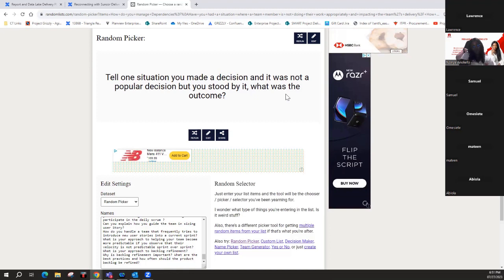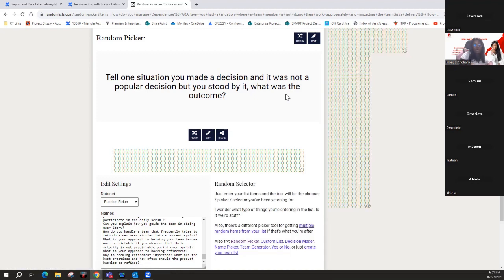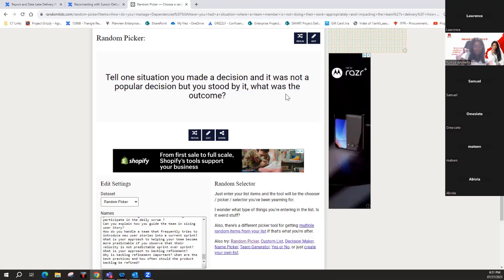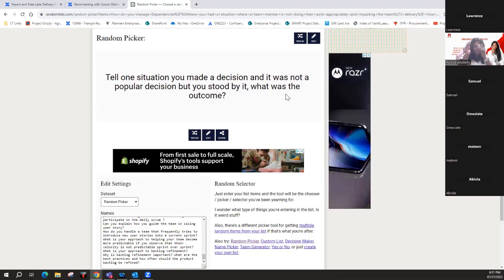Okay. The other one I would say was a not popular decision. I once had the task of transitioning several teams from waterfall to agile. And these teams were very resistant. And this was an enterprise mandated transition. Like, we all had to transition on a particular day.